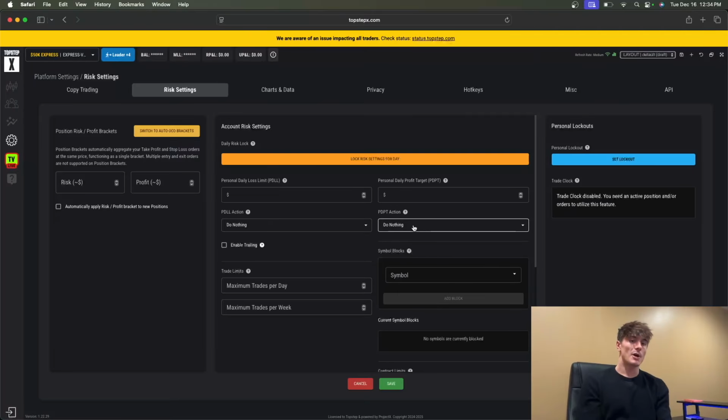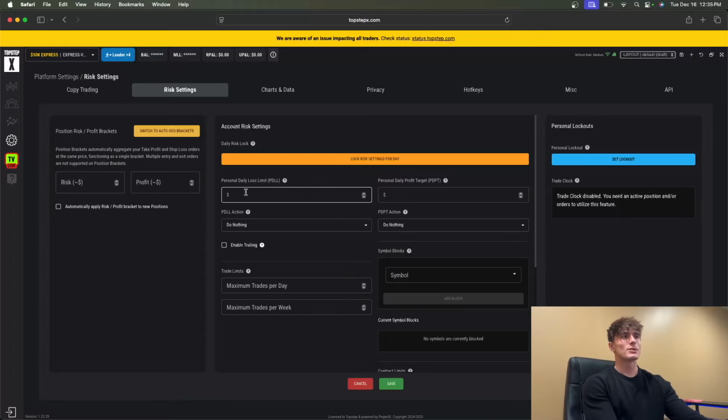The fact that some of you do not use this to your advantage, it's incredible. If you have a problem with over trading, if you have a problem with risking too heavy, if you have a problem with not risking enough, whatever it is, this can solve all your problems. It literally has here, personal daily loss limit, personal daily profit target. I don't recommend using that. Maximum trades per day, setting lockouts.